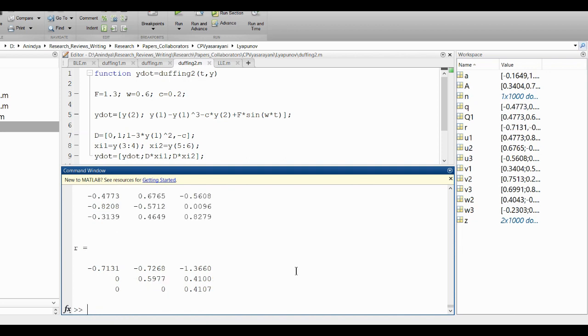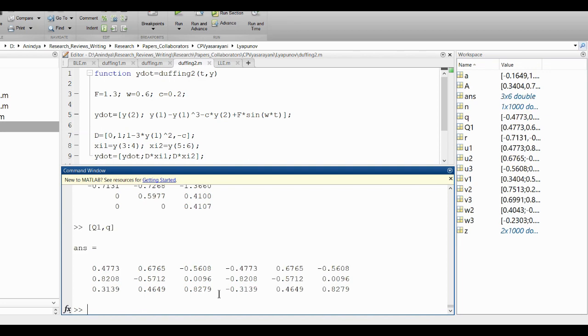And then to compare, I will take Q1 and little q and put them side by side. I hope you will agree that the first column of Q1, which I got from Gram-Schmidt, and the first column of little q that I got from QR are really the same except for a sign difference. The second one, the sign matches. The third one, the sign matches. But basically QR gives you the same result.